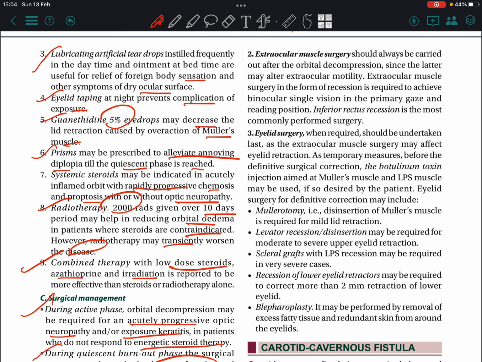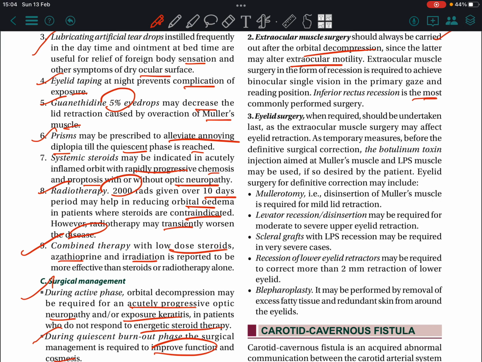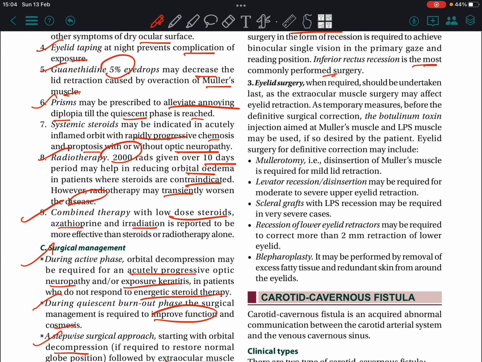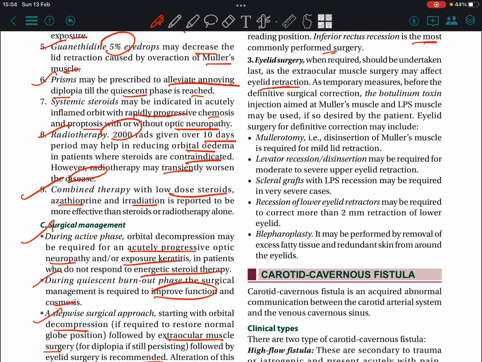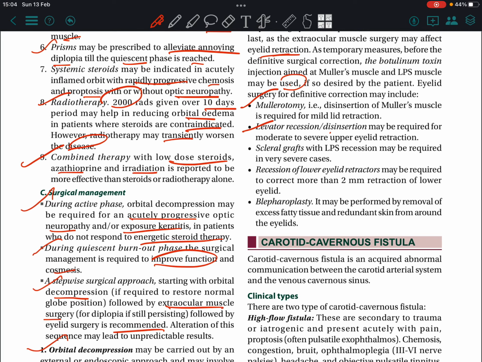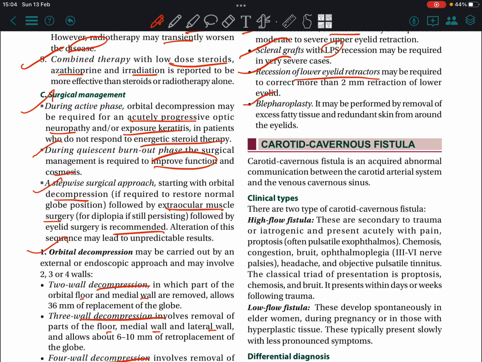Extraocular muscle surgery should always be carried out after orbital decompression, since the latter may alter extraocular motility. Inferior rectus recession is the most commonly performed surgery. Eyelid surgery, when required, should be undertaken last, as extraocular muscle surgery may affect eyelid retraction. Botulinum toxin injection aimed at Muller's muscle and LPS muscle may be used. Procedures include Mullerectomy, levator recession, disinsertion, scleral graft with LPS, recession of lower lid retractors, blepharoplasty, etc.